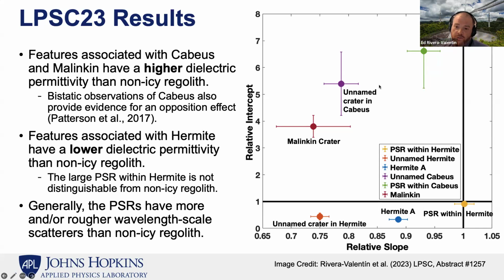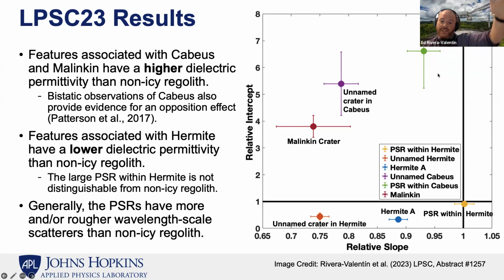Then we have these other PSRs that we looked at: Malapert Crater, PSRs within Cabeus, and other sections of Hermite. One thing that we noticed is that the relative slopes are always less than 1, which means that these terrains, these PSRs, have either more and/or rougher wavelength-scale scatterers. And the other thing to note is that the intercepts fall on both parts of the quad chart.